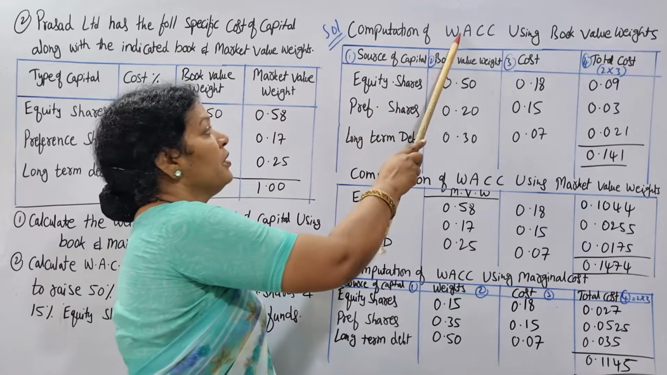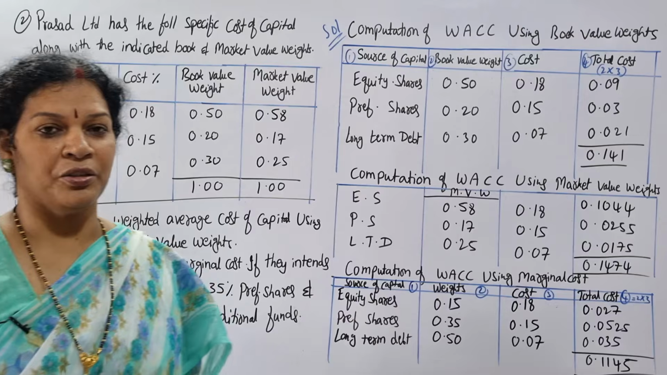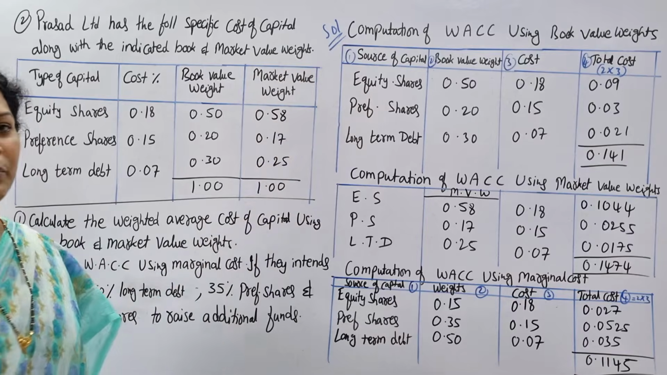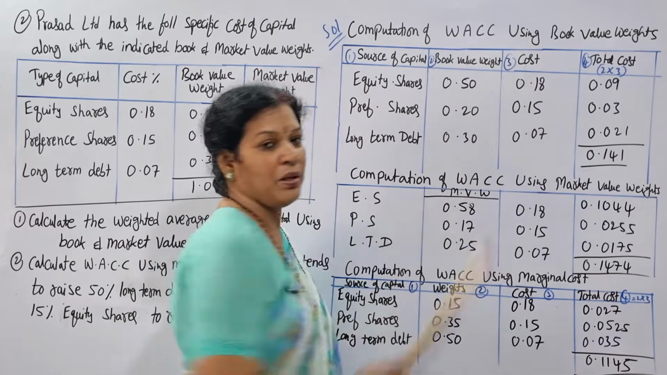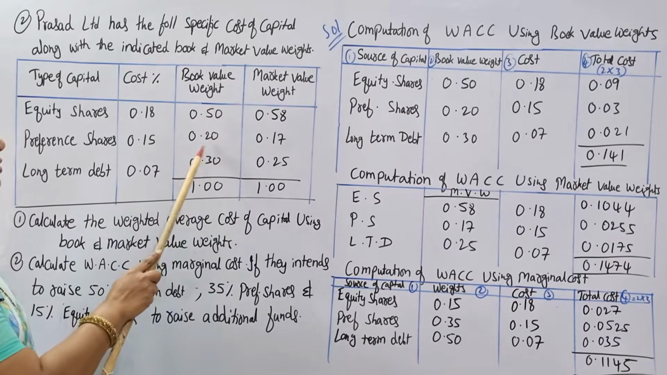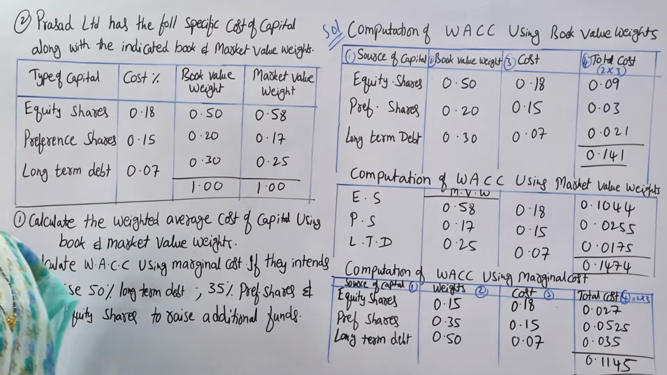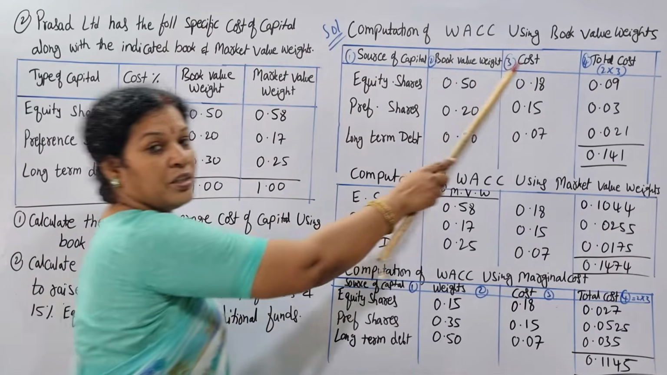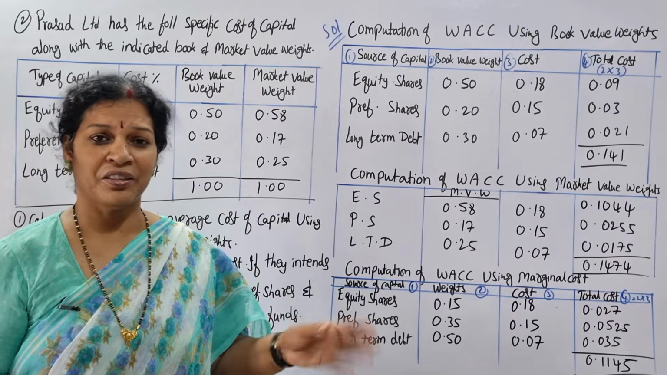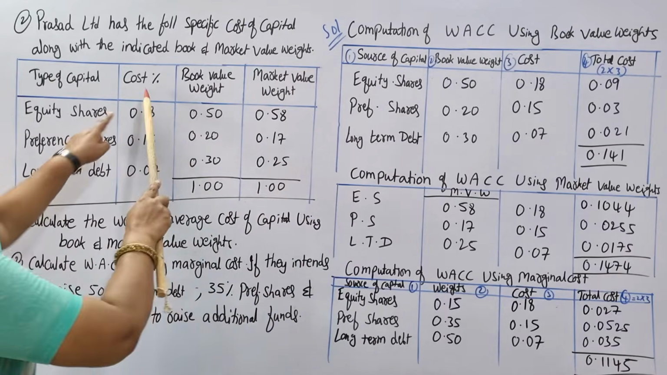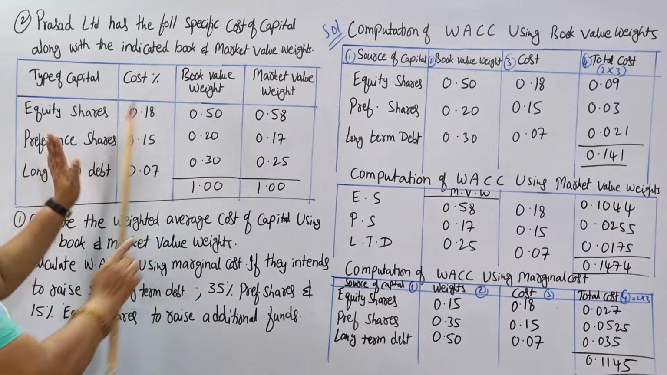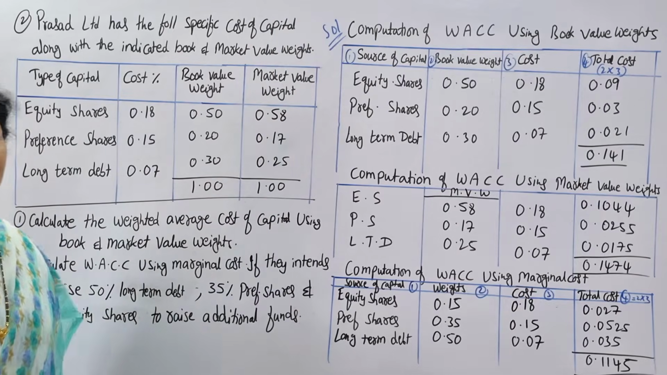First, computation of WACC using book value weights. Using book value weights, we take the source of capital, and we take only the book value weights. Book value weights are 0.50, 0.20, 0.30. So I have written that. Next, the cost we take in the third column. Cost of equity, cost of preference shares, cost of long-term debt, everything we have taken as it is, whatever is given: 0.18, 0.15, 0.07. These 3 columns are as it is.